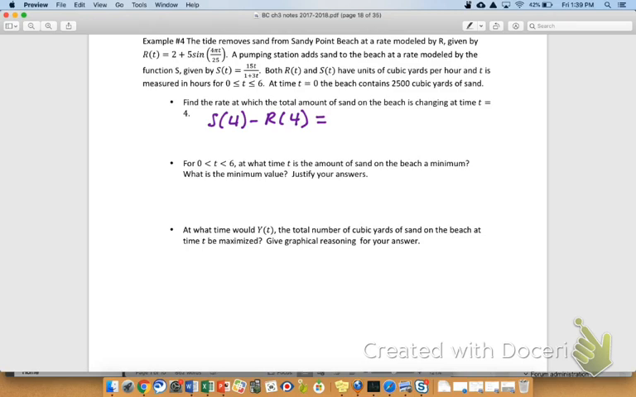What'd you get? Negative 1.908. You guys agree with that? Negative 1.909, okay. So like I've said before, we want to be accurate. We want to have correct numbers. But what's the most important thing about that number? It's negative. So if the net rate of change is negative, what does that mean about the total amount of sand? It's decreasing.